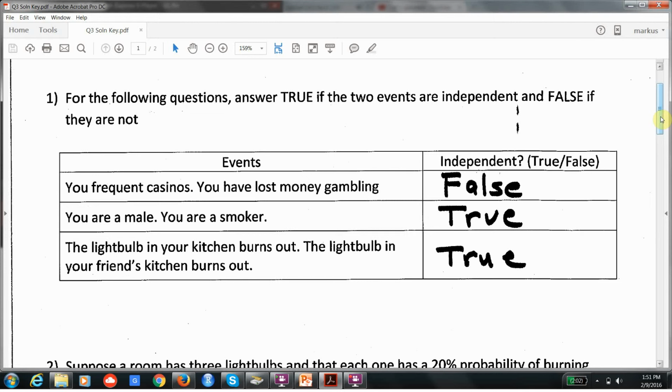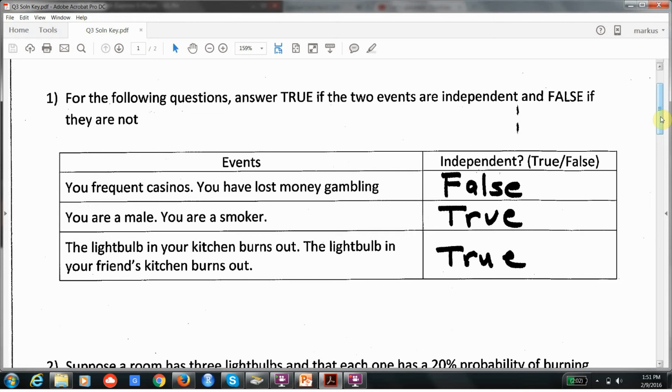So the first is you frequent casinos, you have lost money gambling. Well, that's definitely not independent, right? You're more likely to have lost money gambling if you frequent casinos, right? You are a male, you are a smoker. Those two things are independent. We don't think that being a male increases your probability of being a smoker per se, okay?